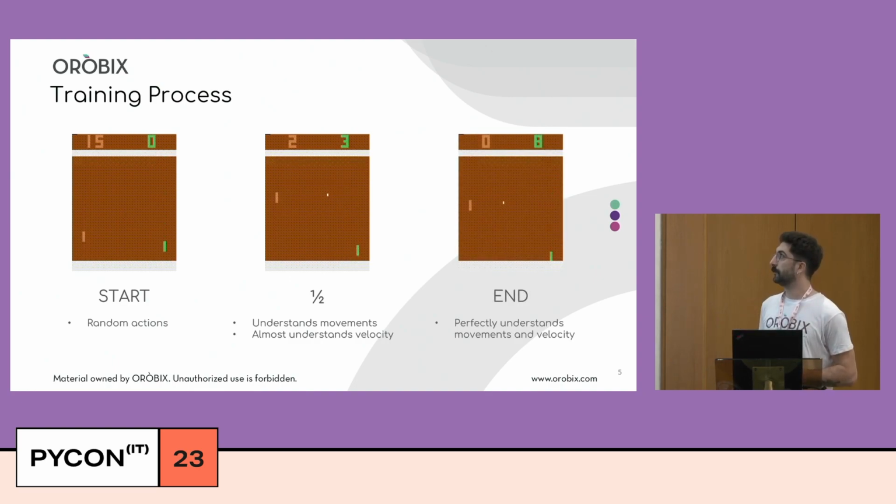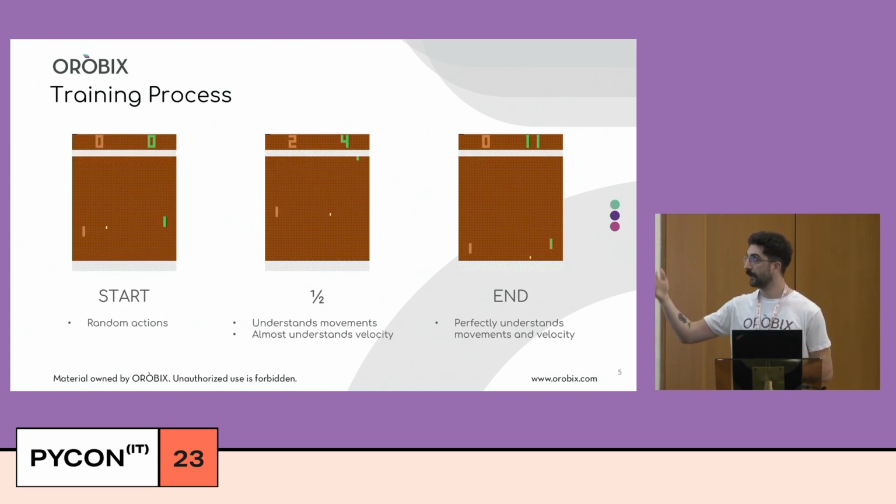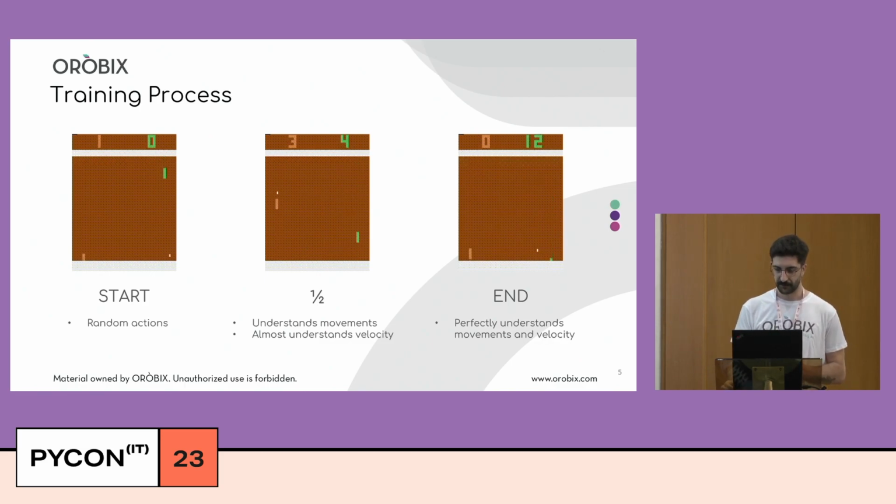By the end of the training, what we want to achieve is that we have a perfect agent which understands perfectly movements and velocity. As we can see, like in here, he hits the ball and he gives it speed, so he can beat the opponent like that. So this is how the training works, and it keeps gathering experiences on and on and on until it becomes very good at what it has been trained.